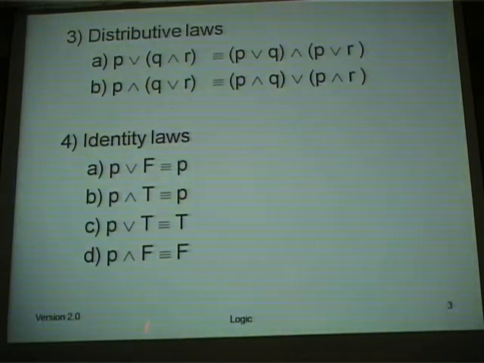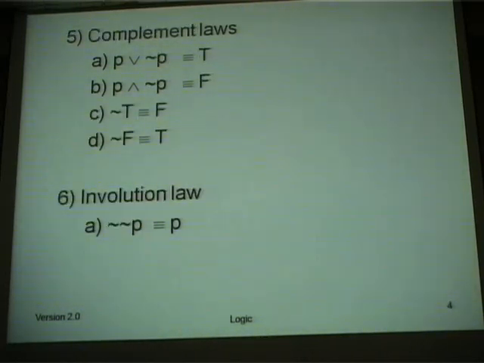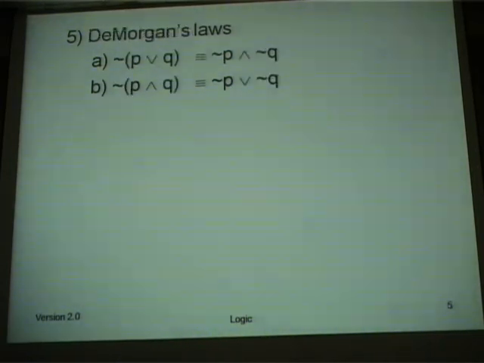Now there are four identities. So these are the four identities. Complement laws. The negation is considered as a complement of any proposition, and there are four complements. Now this is the involution law: if you take the negation twice, that will give the original proposition.